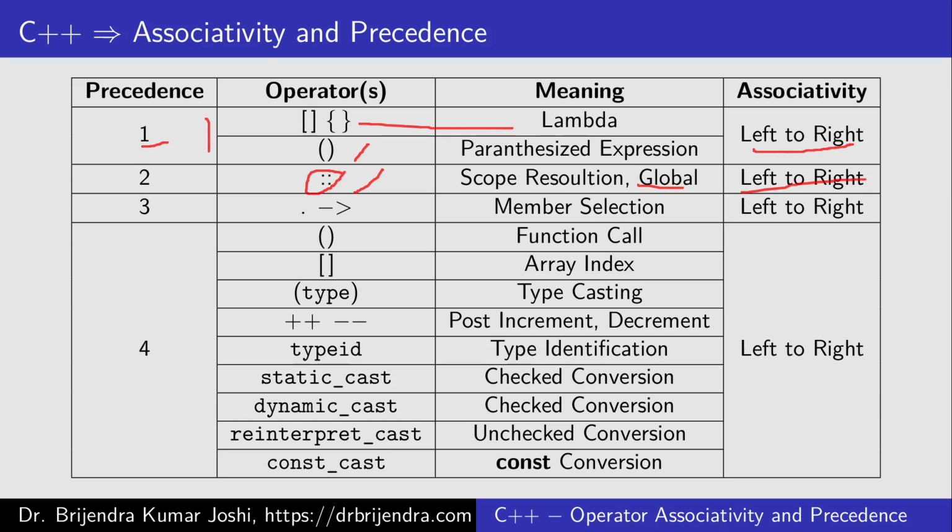Then the member selection, so dot and this symbol. This symbol is made up of two symbols: the minus symbol immediately followed by the greater than symbol, no space in between. Then function call, then the array index, then typecasting, and here is the post-increment, decrement operator. Then typeid, which tells the type of a data, object or variable. We can come to know this at runtime. Then static cast, dynamic cast, reinterpret cast, const cast. We'll discuss them in different videos as and when required.